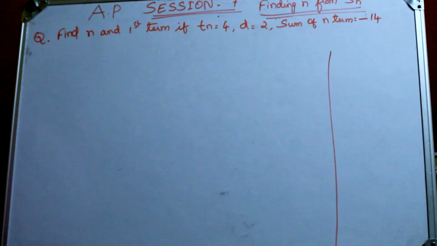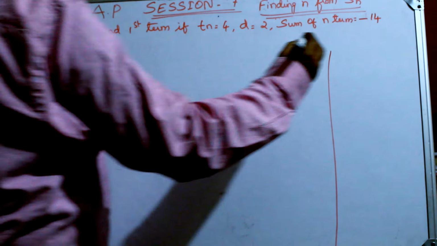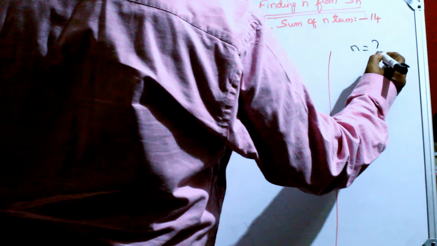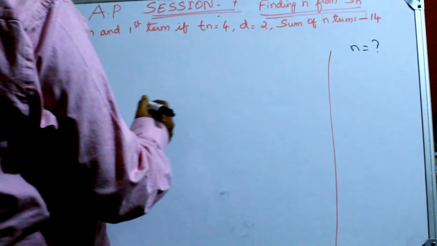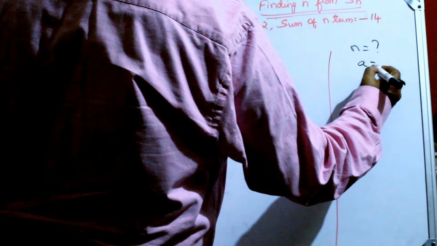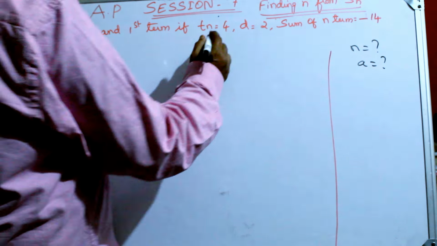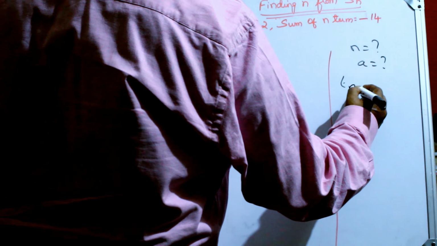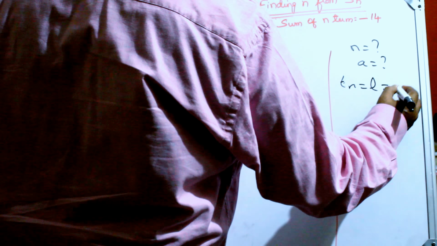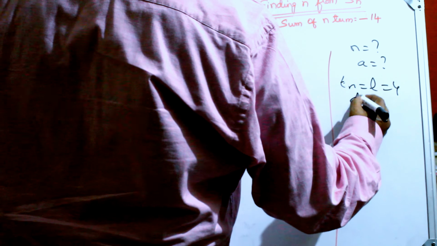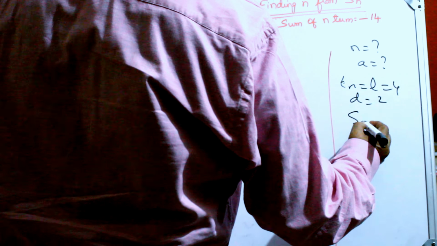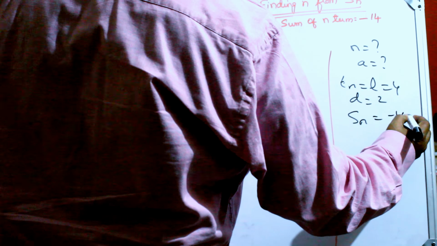So again, find n. So put n equal to question mark. First term, you have to find: a equal to question mark. Tn means nth term. Tn, also called the last term, is 4, and d is equal to 2. Sn is equal to minus 14.